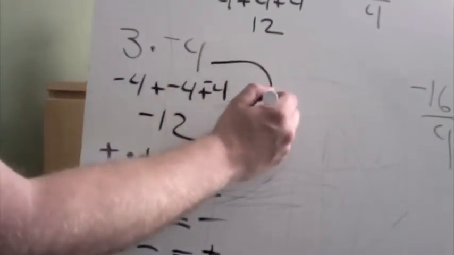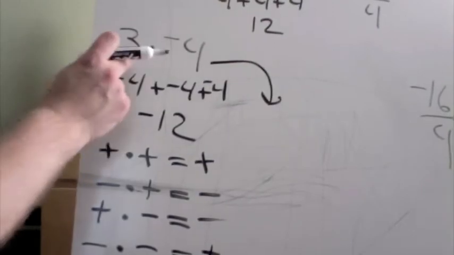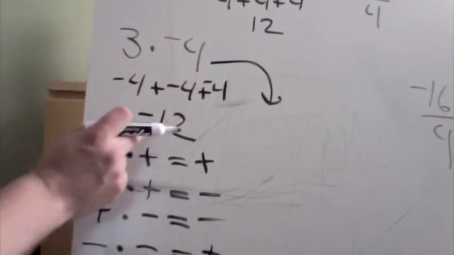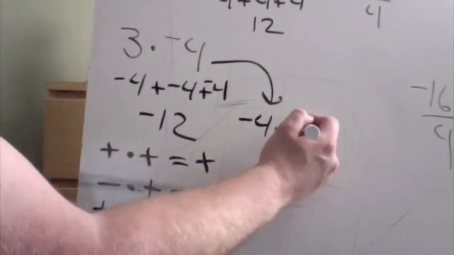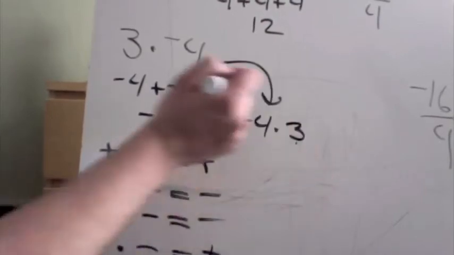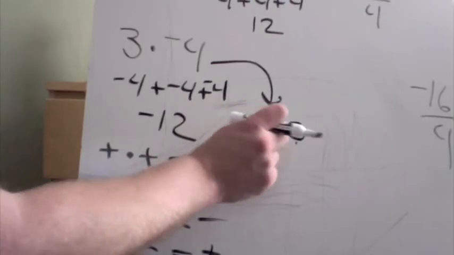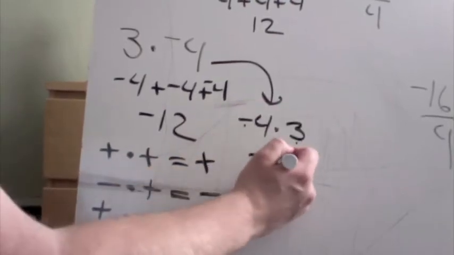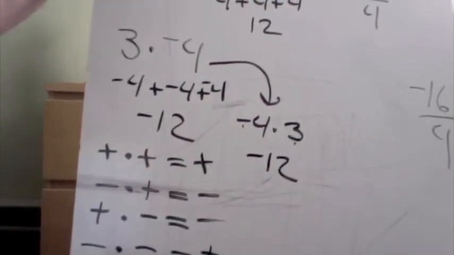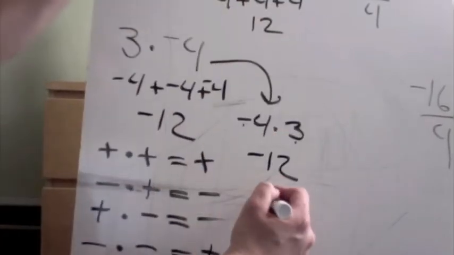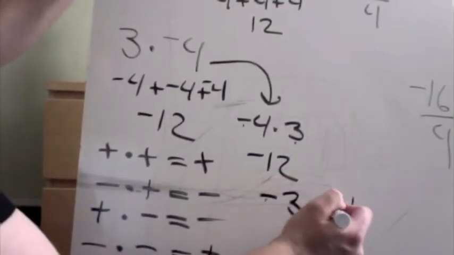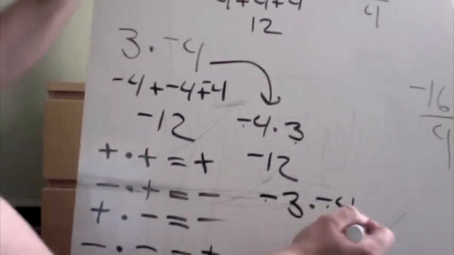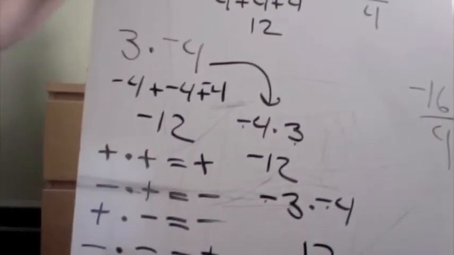So let's continue with this logic here. If 3 times negative 4 is negative 12, well, the same is true about negative 4 times 3, because you've got a negative times a positive, which is negative. 4 times 3 is 12, so you're going to result in negative 12. But if you have negative 3 times negative 4, negative times negative is a positive. 3 times 4 is a positive 12.